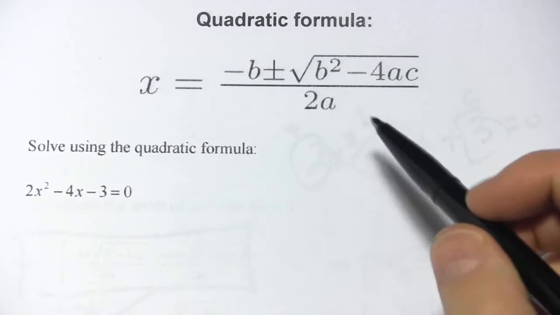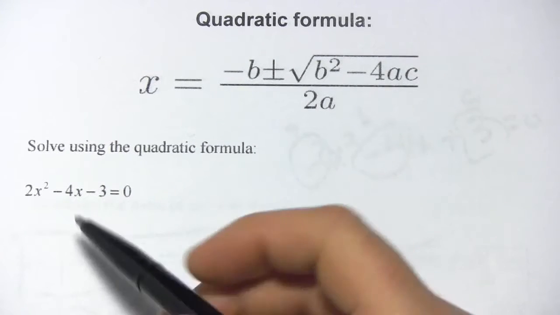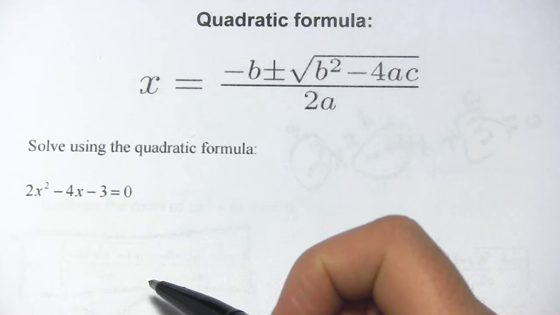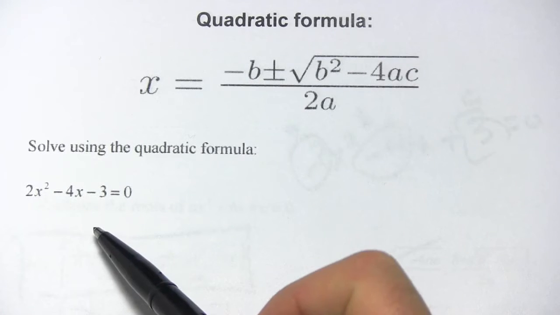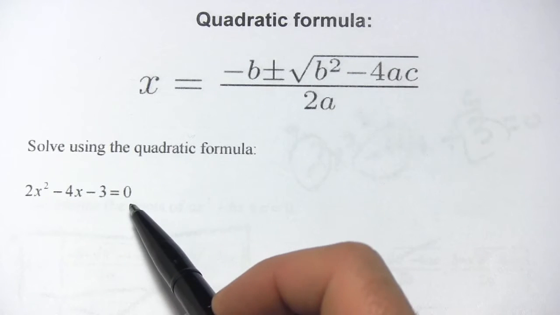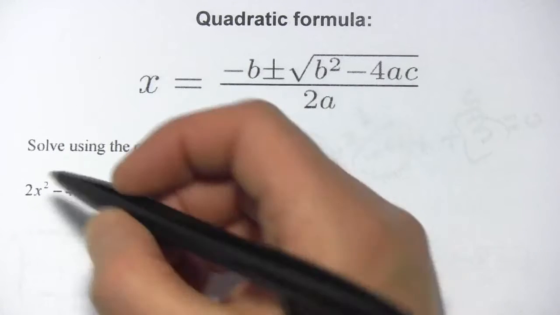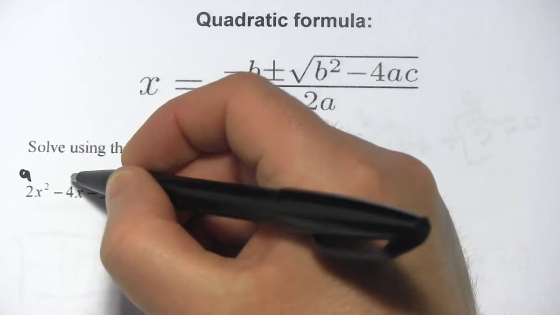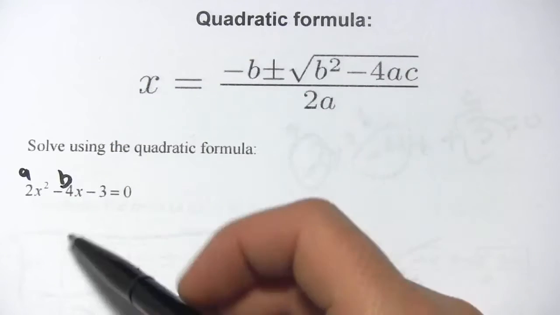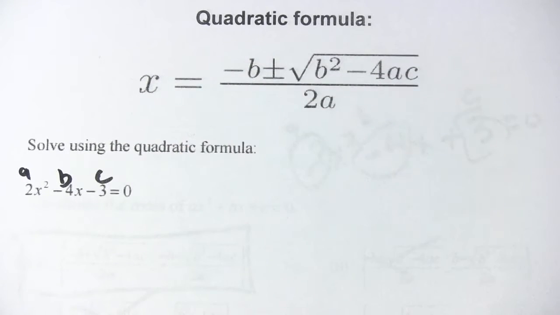In these problems, we're using the quadratic formula to solve these quadratic equations. The first step when you have a quadratic is to put it in this form where there's 0 on one side and all of the terms lined up on the other side. And remember, the x squared term is your a, the x term is your b, and the number term is your c.